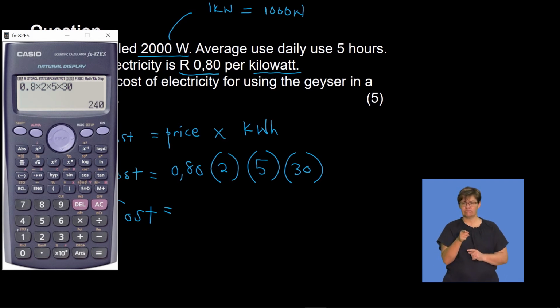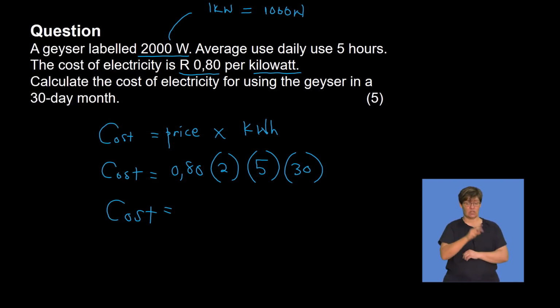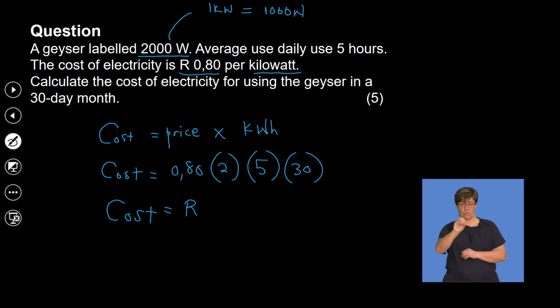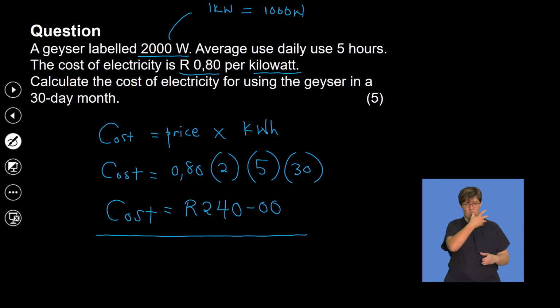So this is actually 240. This value is in rands. So the cost for using it is 240 rands. Okay, it's 240 rands per month. So that's the cost of using the geyser for that period of 30 days.